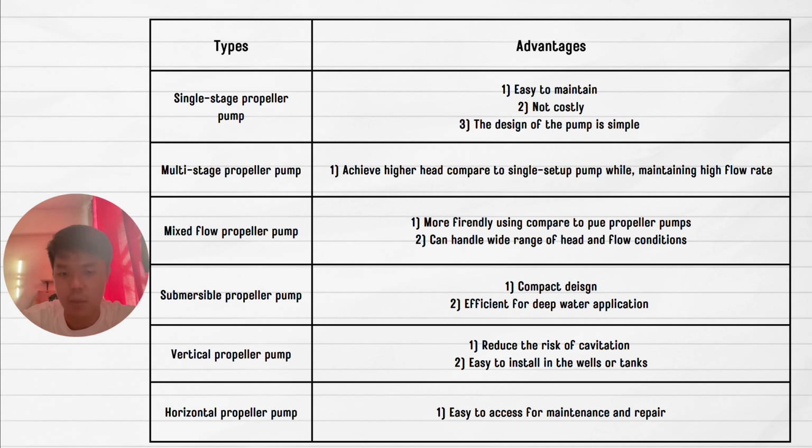And the third one is the mixed flow propeller pump. The advantages are that it is more user-friendly compared to other propeller pumps and can handle a wide range of head and flow conditions. And the fourth one is the submersible propeller pump. The advantages are compact design and efficiency for deep water application. And the fifth one is the vertical propeller pump. The advantages are reduced risk of cavitation and easy installation in wells or tanks.